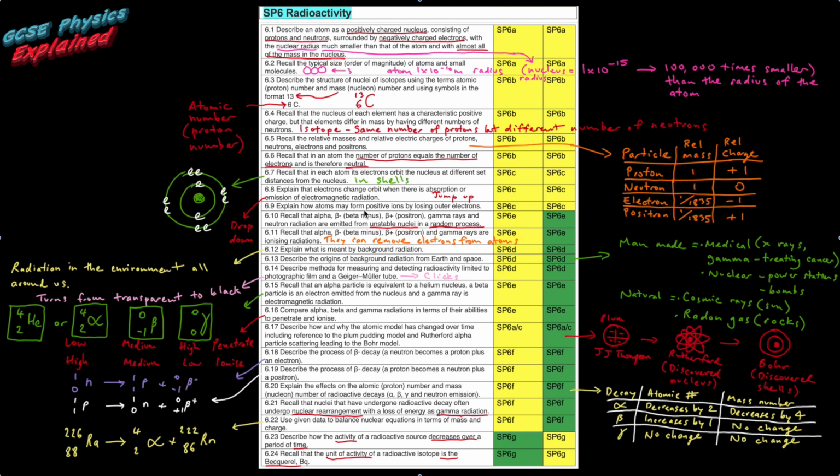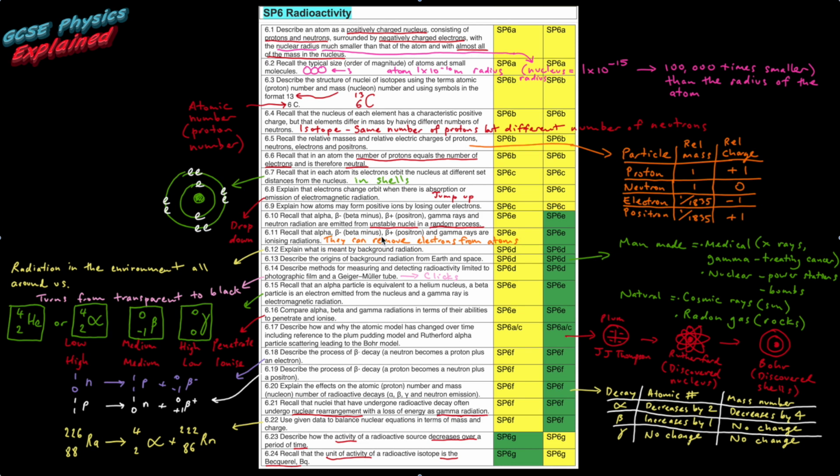Explain how atoms may form positive ions by losing outer electrons. That is just simply a statement for 1 mark. Recall that alpha, beta minus, beta plus, the positron, gamma rays and neutron radiation are emitted from unstable nuclei in a random process. So in other words, all those forms of radiation come from the nucleus, and you can't work out when they're going to come out because it's random.